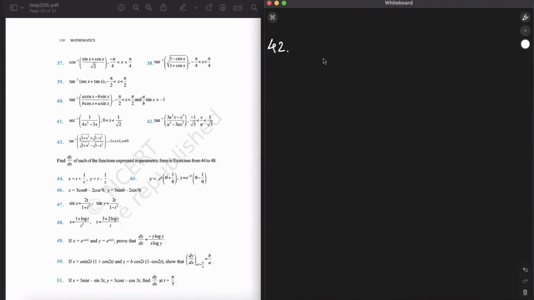Question number 42. So I have with me tan inverse of (3a square x minus x cube) divided by (a cube minus 3a x square). So this is also a formula for tan, and I would like to give you a very important tip regarding the exam. Most of us make the mistake of thinking that whenever this form comes, I have to remember that I have to do this.